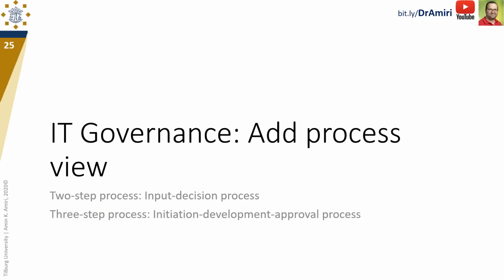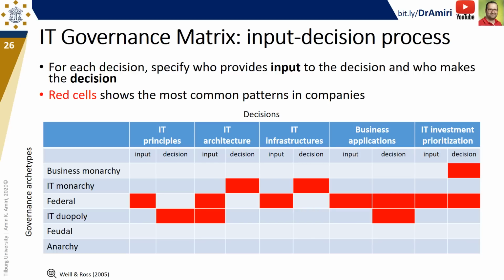Now, I would like to add the process view so that we can have an even more comprehensive understanding of IT governance in an organization. The first approach is to add a two-step decision-making process to the IT governance matrix. While making decisions, you try to get inputs from various sources and then you make a final decision. So we add this input and decision to each decision domain we need to make in an organization to have a full understanding of their IT governance model. We need to specify who provides input and who provides decision.